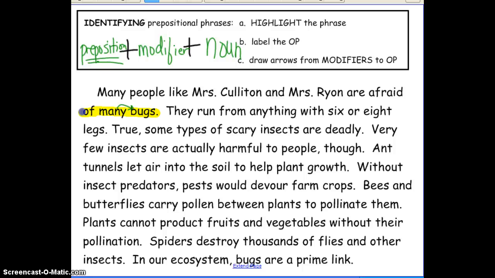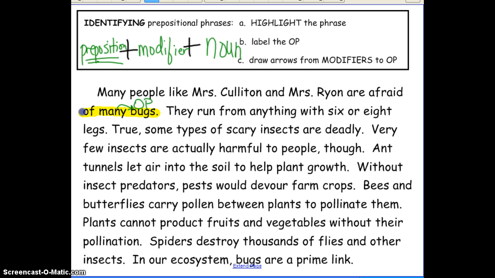What's that job called? We're going to label it with 2 letters. Cole? The OP. Very good. The object of the preposition. So I want you to label it right now. OP. And we don't label with a highlighter. We label with a pen or a pencil. Highlighters are for highlighting.